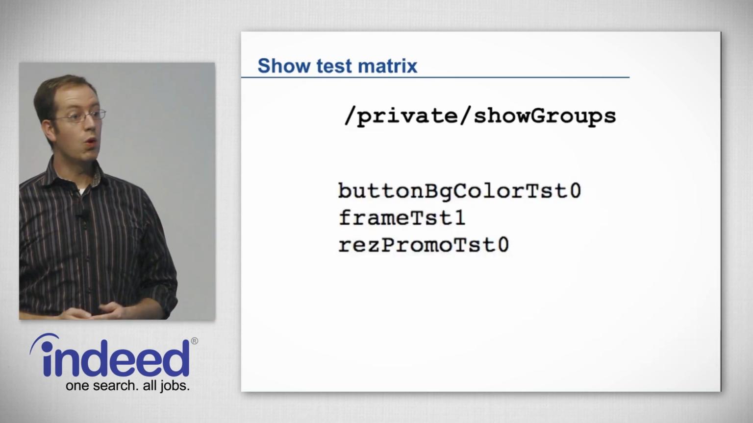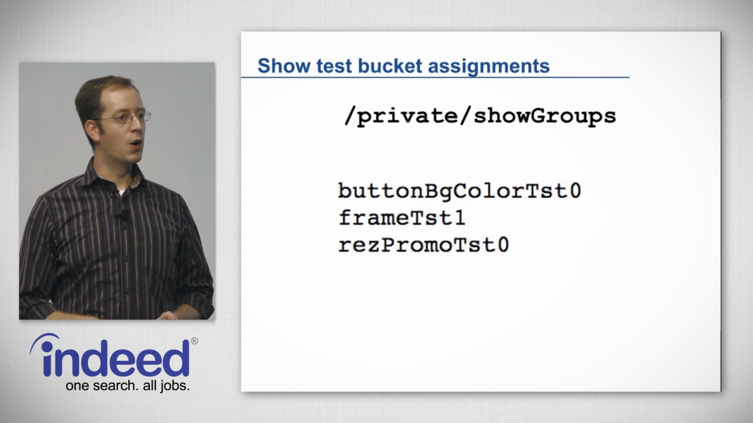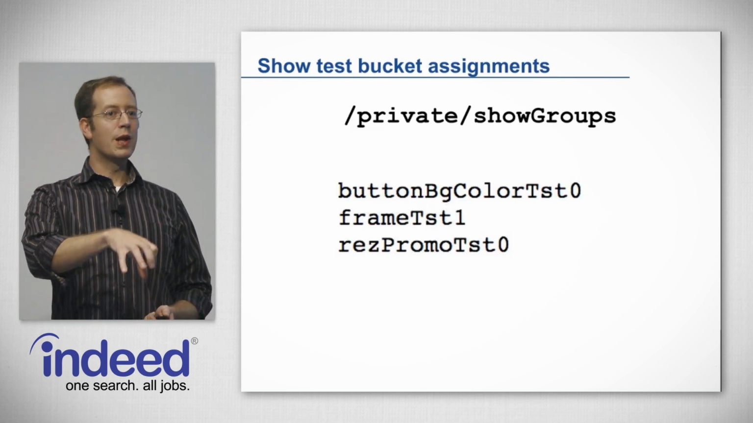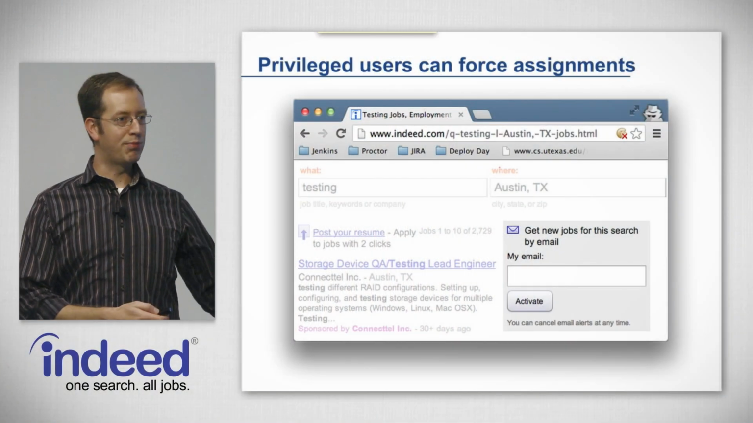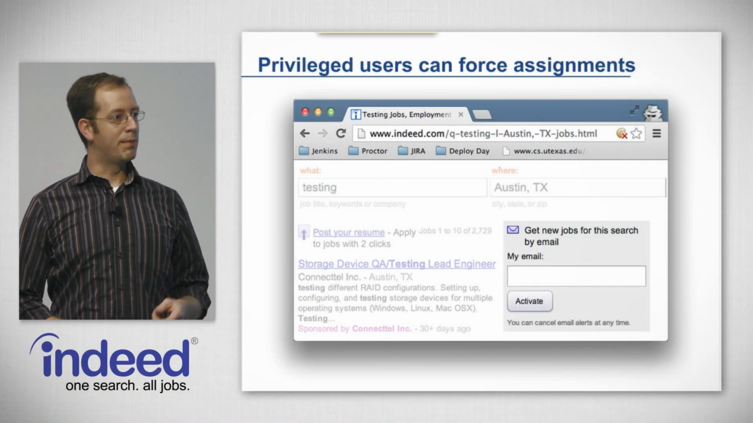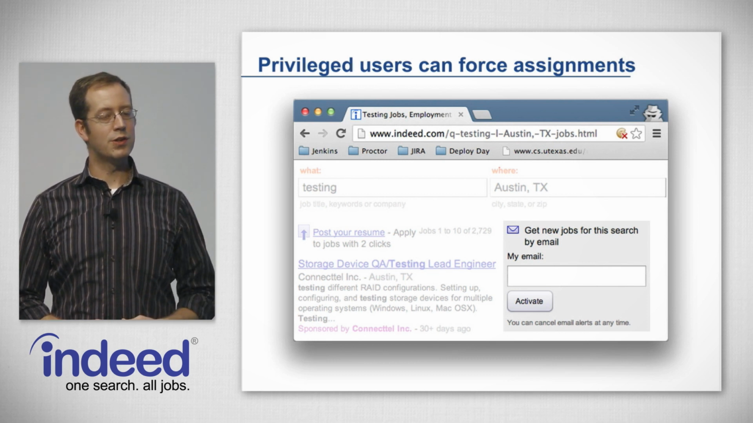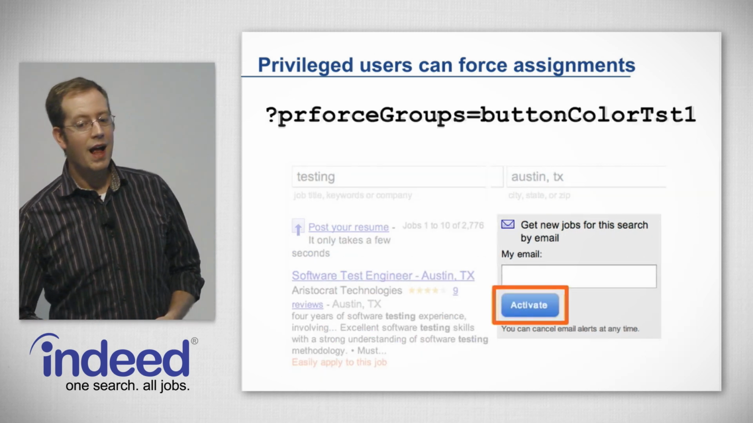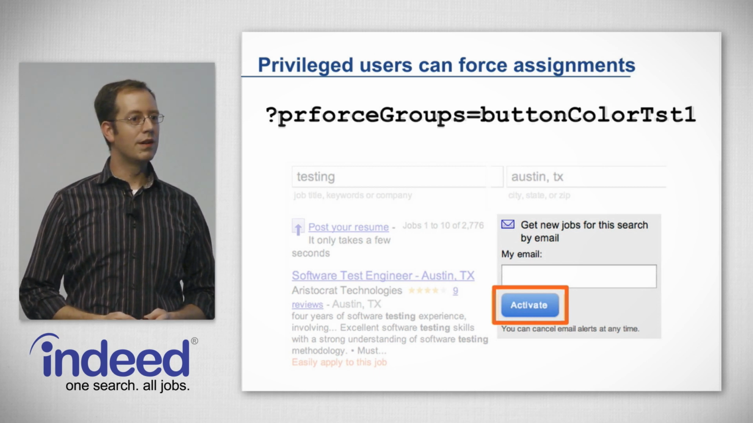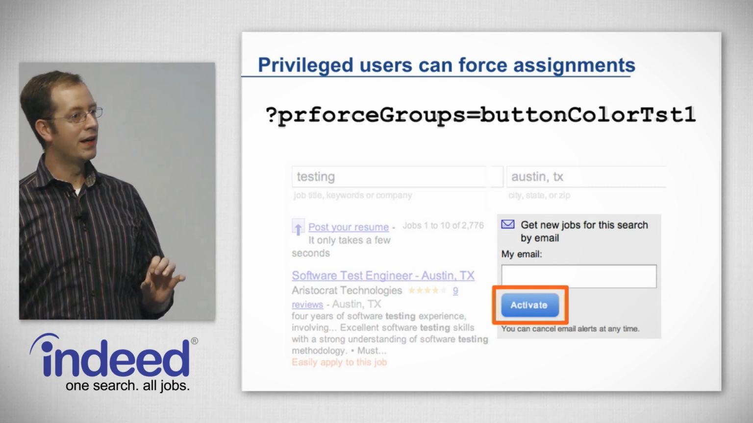We can also very easily show which groups I am in. Sometimes during QA or even during production, it's important to know which test group I am in right now so that I can explain what I'm seeing on the site. And finally, privileged users can force an assignment. However you identify privileged users to your site, you can give them the ability to force their way into a group. So if I am navigating to the search results page and I want to see the effect on this page of being in a particular test group, I can force myself into test 1. It'll force me into that bucket and render.